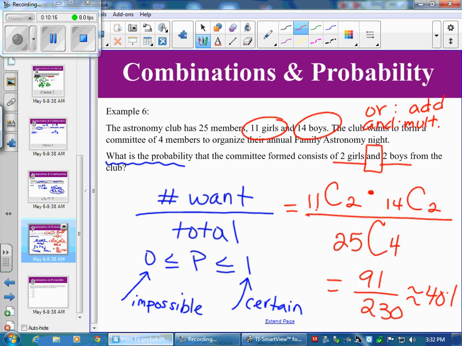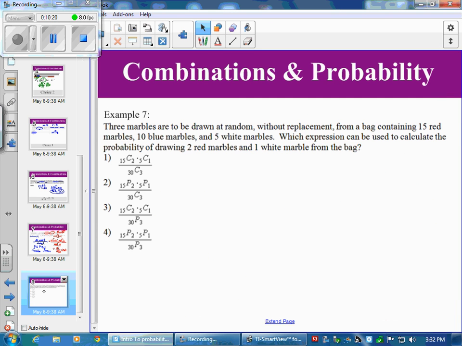And let's just look at one more question. In example 7, we have 3 marbles. We're drawing them at random. So anytime we're dealing with random selection, we're talking about a combination. Without replacement, we have a bag containing 15 red, 10 blue, and 5 white. Which expression can be used to calculate the probability of drawing 2 reds and 1 white?